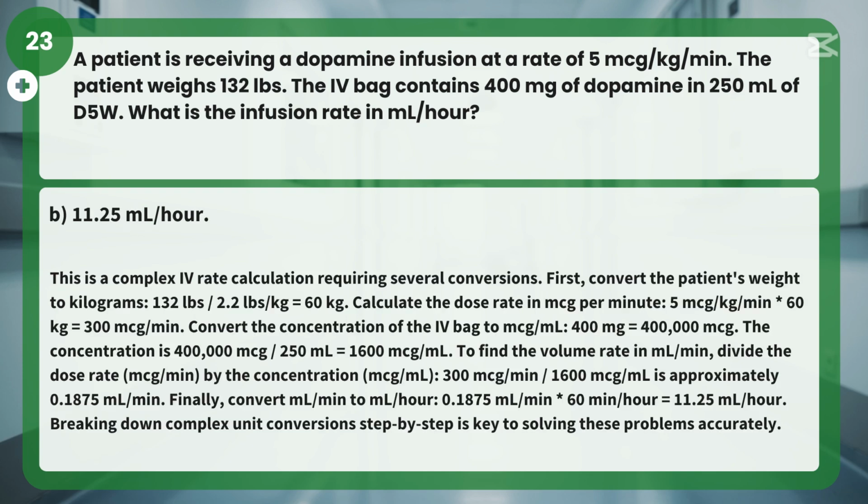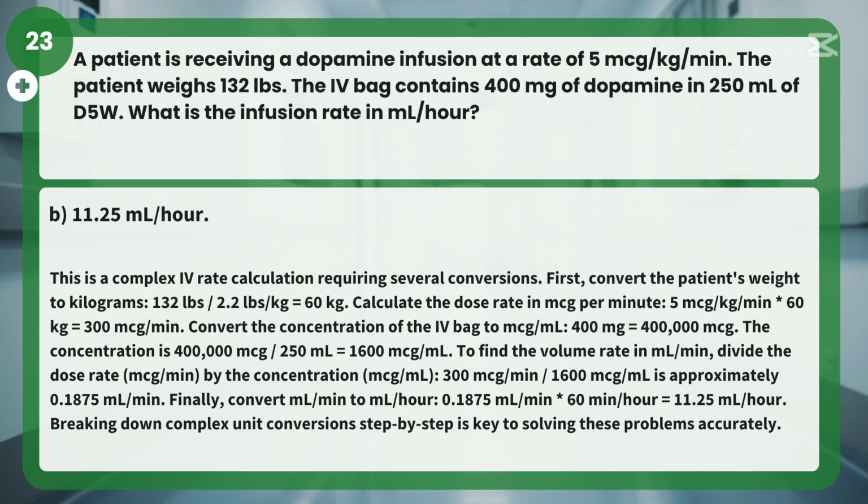Answer: B. 11.25 milliliters per hour. This is a complex rate calculation requiring several conversions. First, convert the patient's weight to kilograms. 132 pounds / 2.2 pounds per kilogram equals 60 kilograms. Calculate the dose rate in mcg per minute. 5 micrograms per kilogram per minute * 60 kilograms equals 300 micrograms per minute.